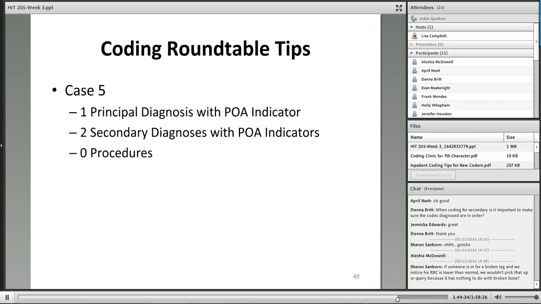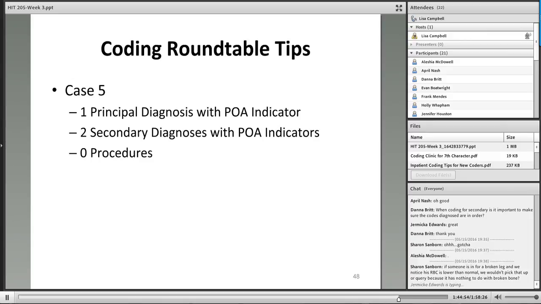So this week, once again, you have 2 cases that you are going to be doing. Case number 5. This is an easy one because you only have a principal diagnosis, 2 secondary diagnoses, no procedures.